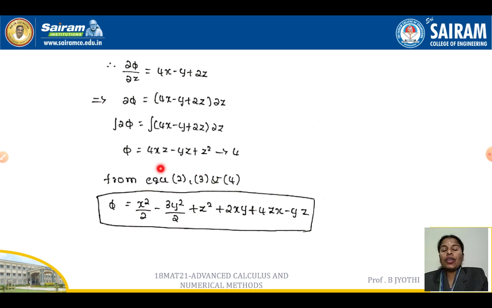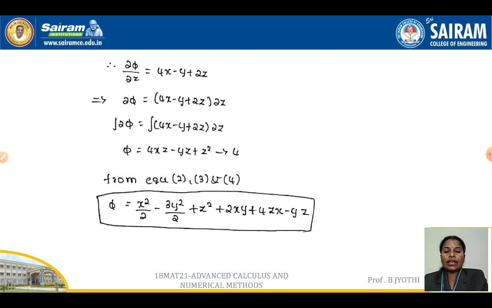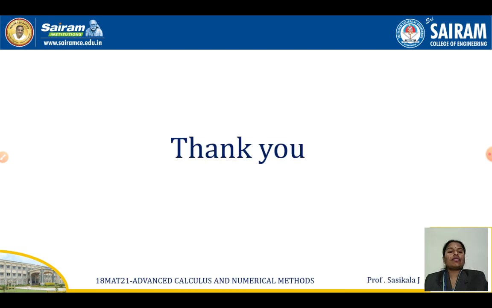Now you can combine all the three. First one, x squared by 2 plus 2xy plus 4zx. 2xy is common, and x squared by 2 is there from the first one. Then 4zx is there from the first one, and minus yz. Terms which are repeated, you can remove. The complete scalar function phi is x squared by 2 minus 3y squared by 2 plus z squared plus 2xy plus 4zx minus yz. Okay, this is your complete solution of the scalar function.